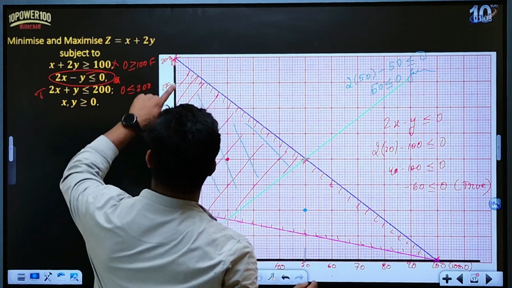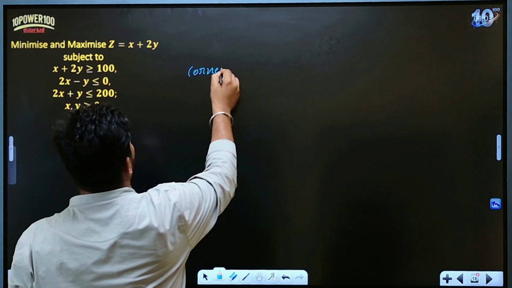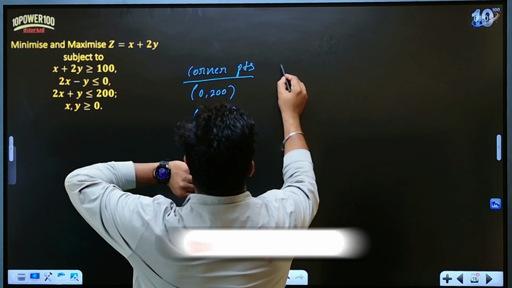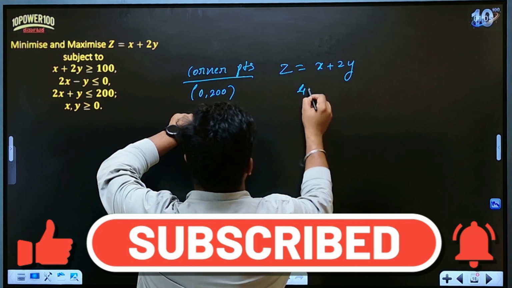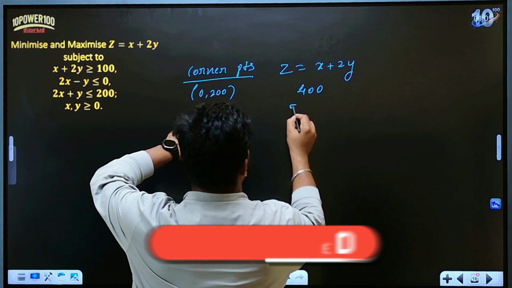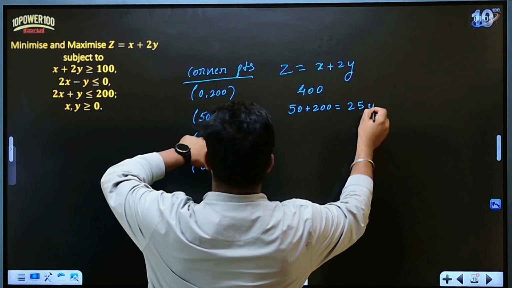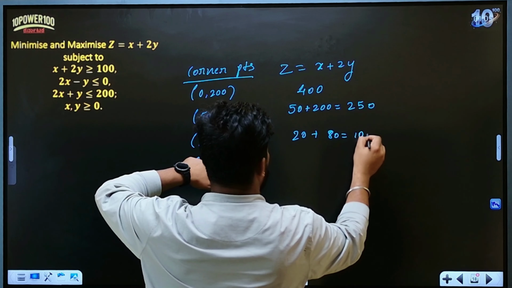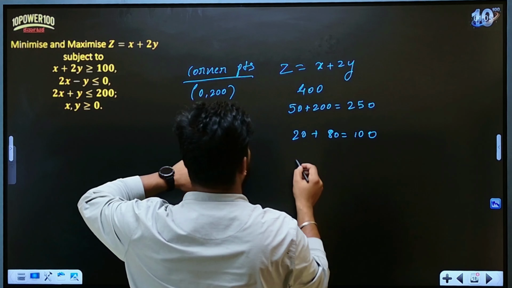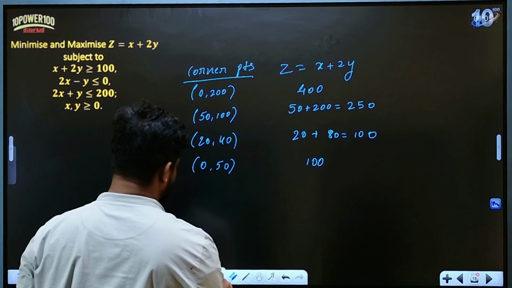Now what are the corner points? Corner points, and z is what? So z is equal to x plus 2y. So this is 400. This is 50 plus 200, which is equal to 250. And this is 20 plus 80, 100, and this is also 100. Okay, so now they're asking us to find out the maximum and minimum, right?